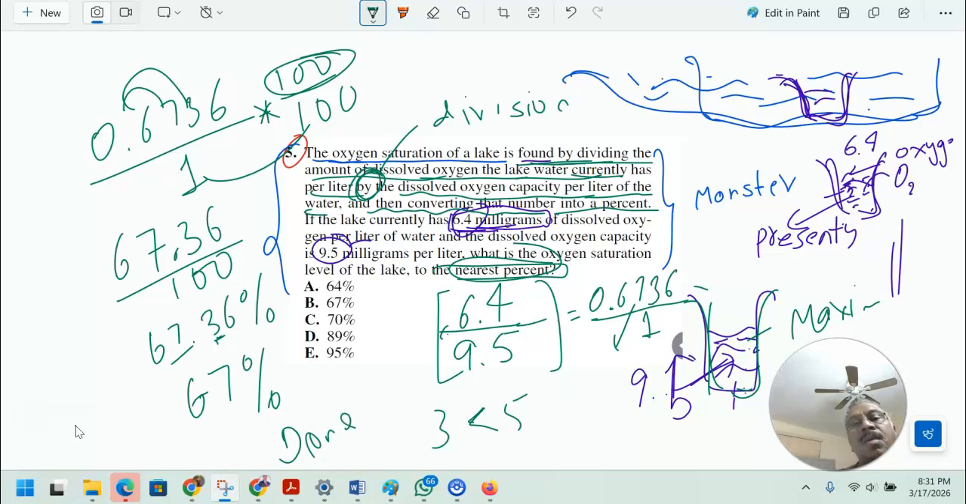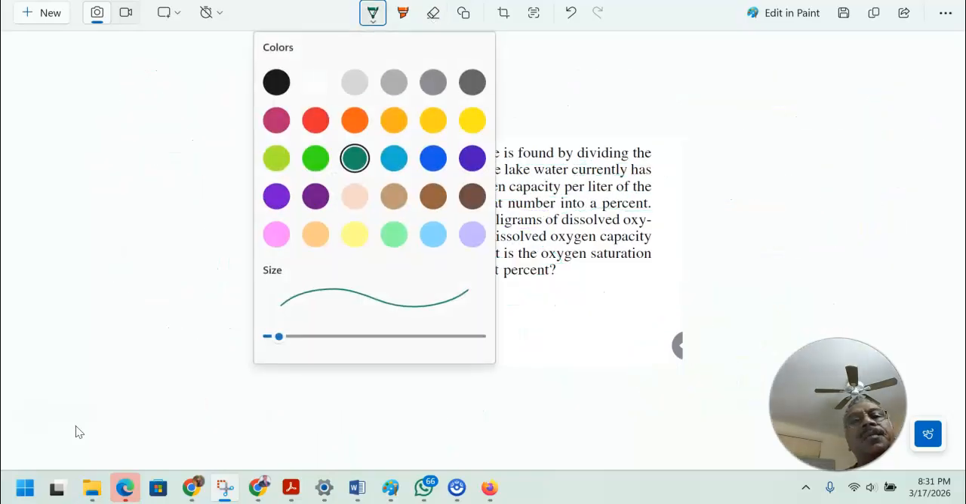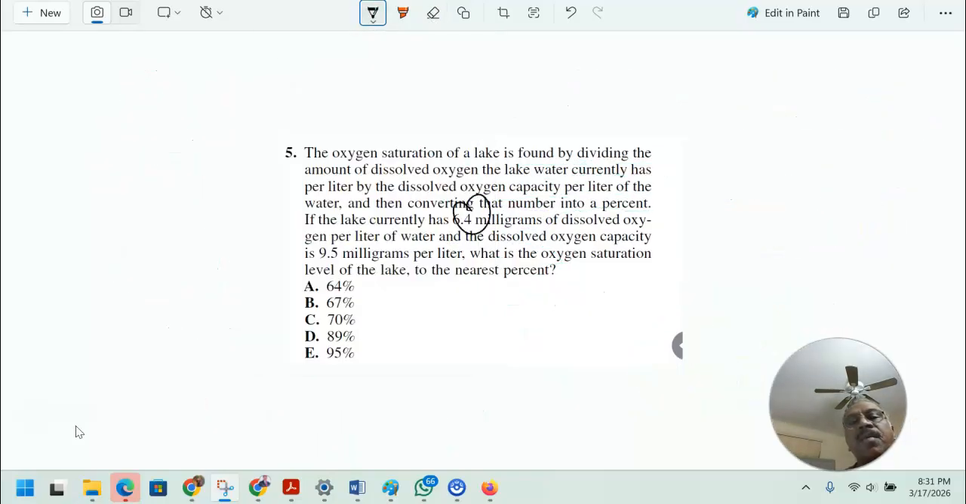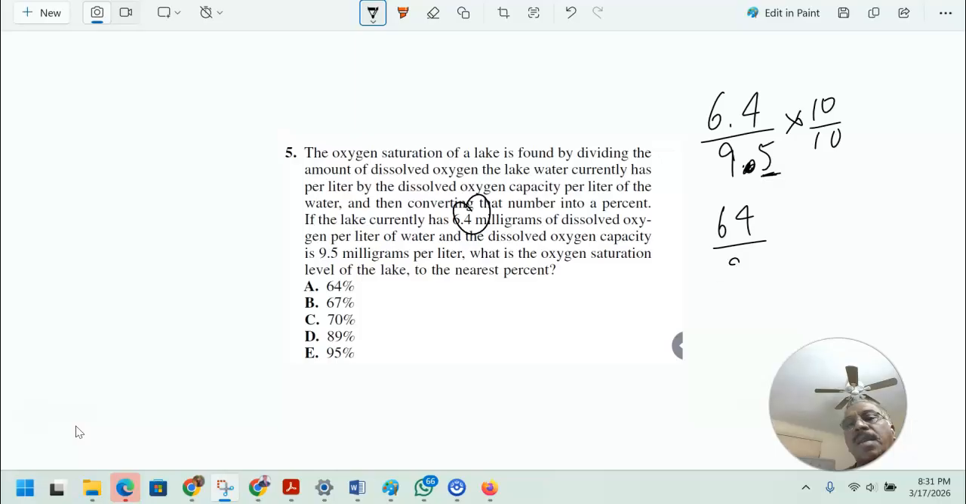But what if they did not give you the calculator? Then you'll have to do it individually like this. 9.5: if you multiply this by 10 to get rid of the decimal in the denominator, because there's a one-place decimal, so that we get 64 divided by 95. And then all you do is a long division. Not a little work, a lot of work. So it will be 95 divided into 64.